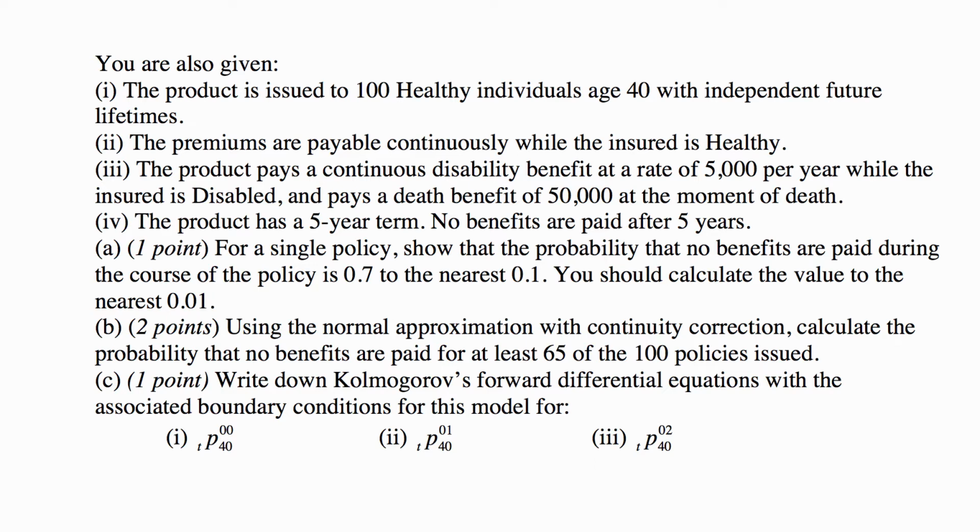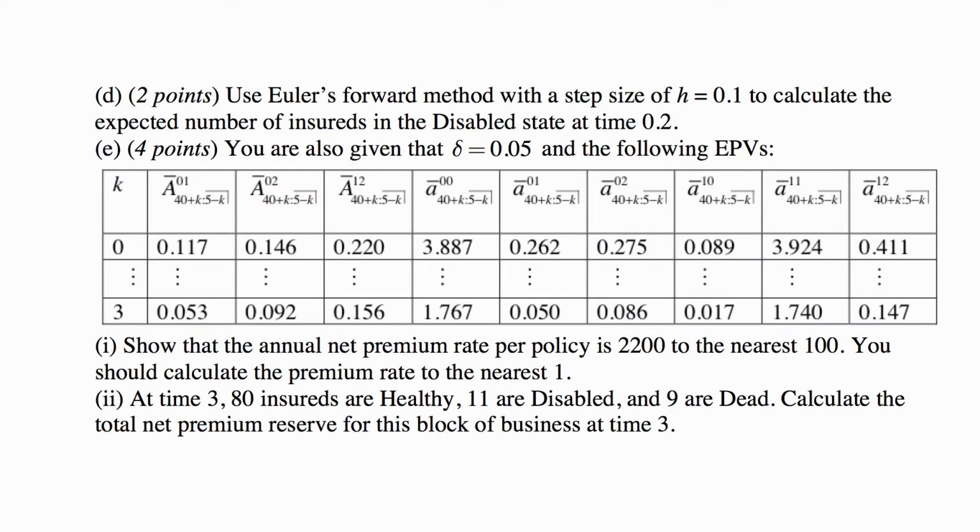Write down Kolmogorov's forward differential equations with the associated boundary conditions for this model for the probability of transition from state 0 to state 0 in time period t for a 40-year-old. The probability of transition from state 0 to state 1 for a 40-year-old over a time period t, and the probability of transition from state 0 to state 2 over a period of time t for a 40-year-old. Use Euler's forward method with a step size of 0.1 to calculate the expected number of insureds in the disabled state at time 0.2.